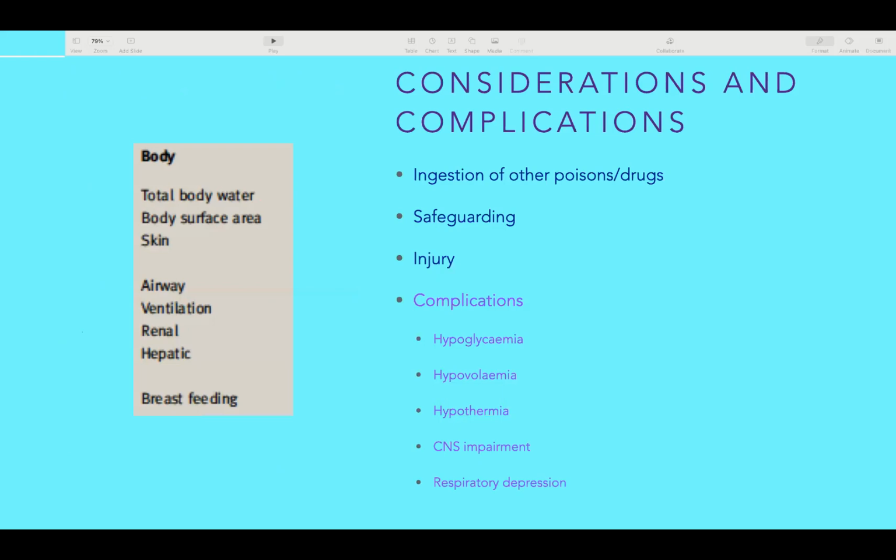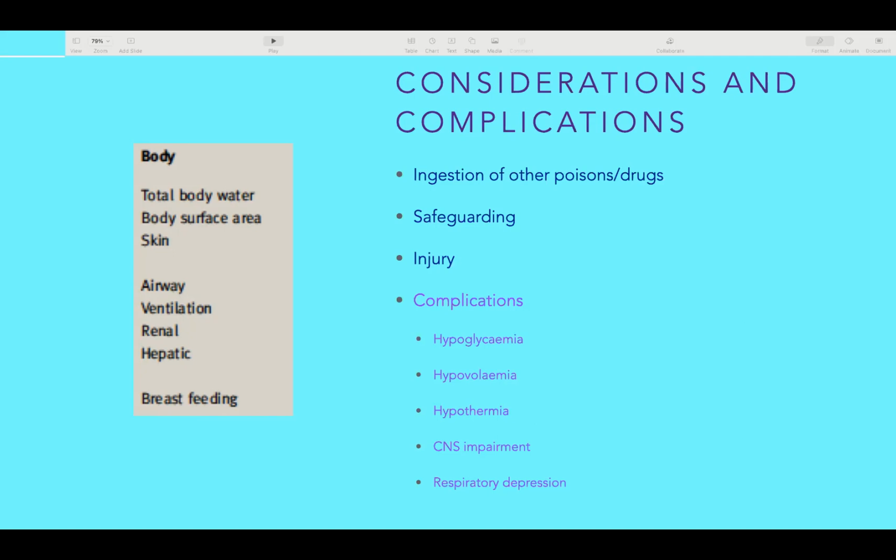So, considerations for children. Children have a higher proportion of body surface area, so they are more likely to absorb things through the skin and lose heat. Airways are smaller and more likely to obstruct. Especially in younger children, though maybe not in teenagers, renal and hepatic function is more impaired, and glycogen stores are a lot lower, so they are more likely to become hypoglycemic.